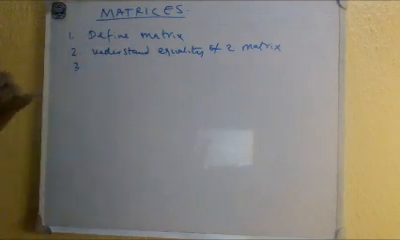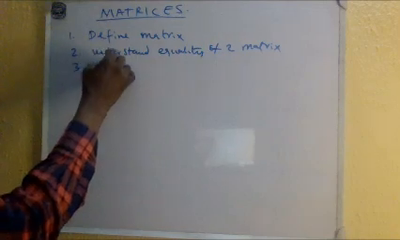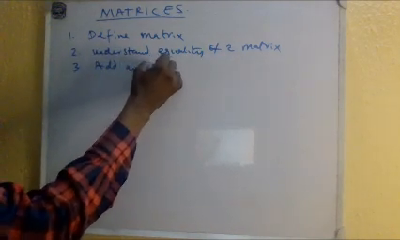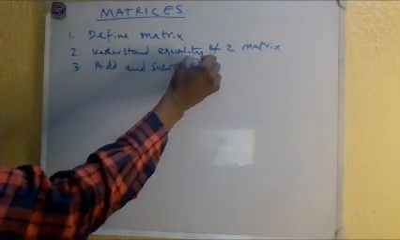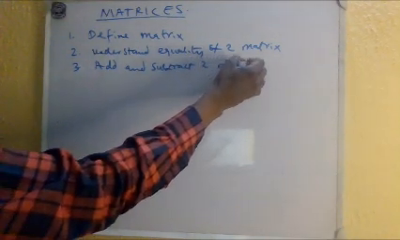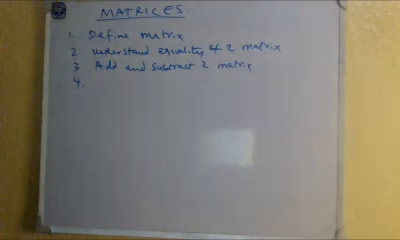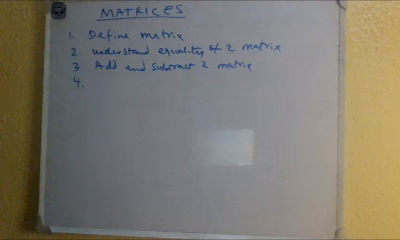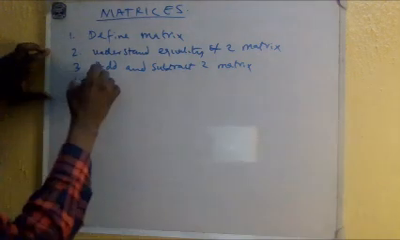And 3, we should be able to add and subtract two matrices. Number 4, we should be able to multiply a matrix by scalar and multiply two matrices together.